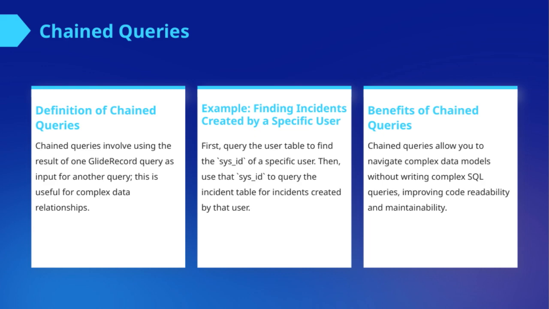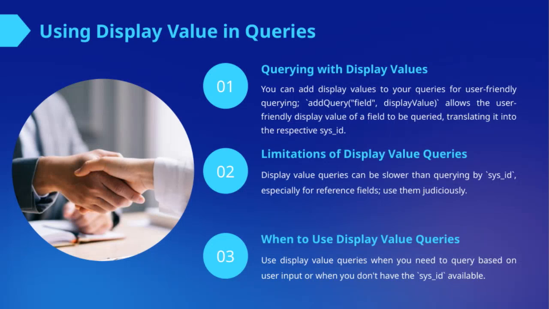Now, let's talk about using display values in queries. When you're querying data, sometimes you want to base your search on what the user sees, the display value, rather than the underlying system ID. That's where querying with display values comes in handy. However, it's important to recognize the limitations.